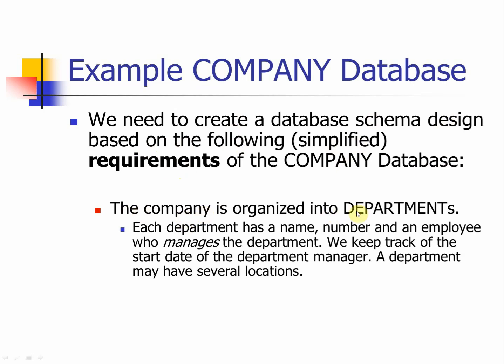The company is organized into departments. What information you need to keep track of for the departments is given here. Each department has a name, a number, and an employee who manages the department, which means the manager of the department. We keep track of the start date of the department manager. A department may have several locations. You can see that these are the human language descriptions of what the department is going to be.